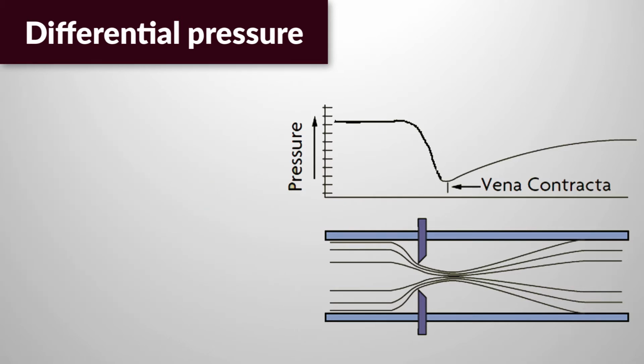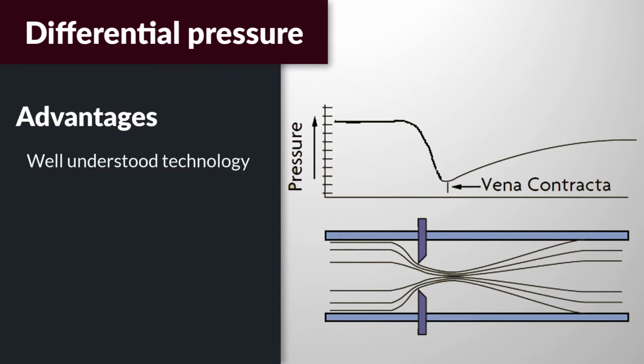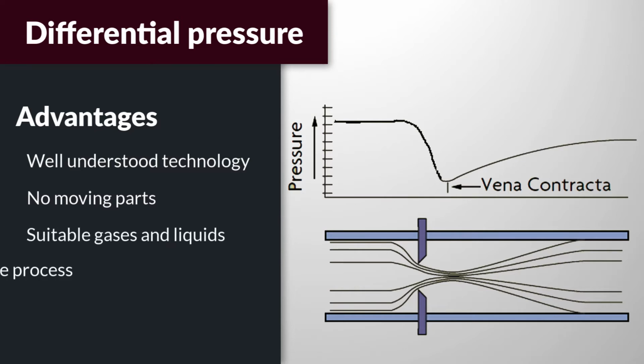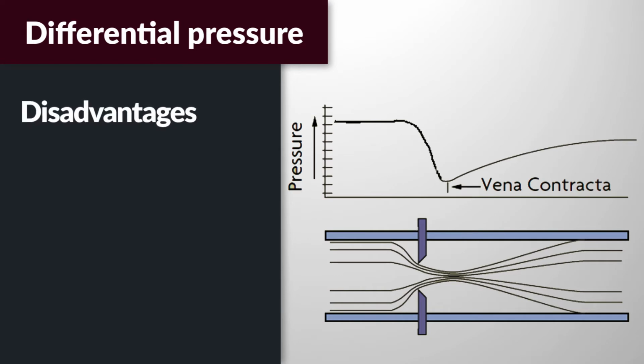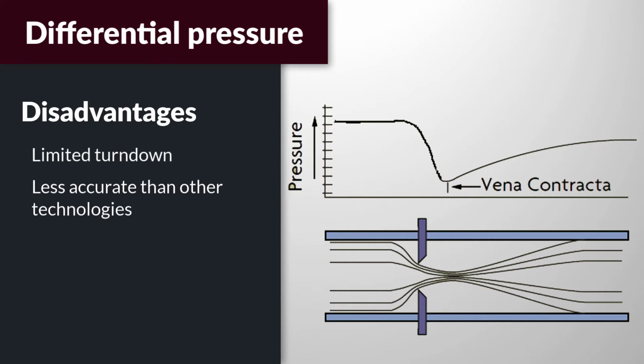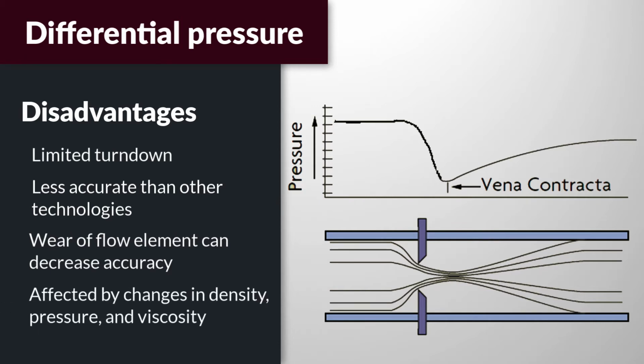DP meters offer a number of advantages. For instance, they are well understood technology. They have no moving parts and are suitable for gases and liquids. Moreover, they can withstand severe process conditions. On the other hand, they provide limited turndown, are less accurate than other technologies, and their flow element can wear, which will decrease accuracy. In addition, they are affected by changes in density, pressure, and viscosity.